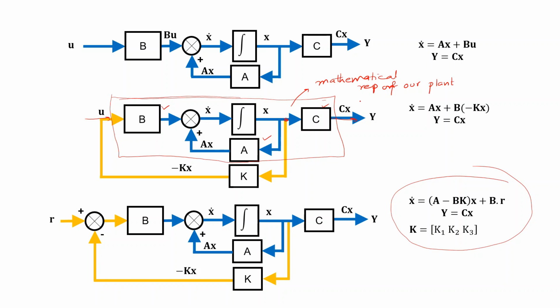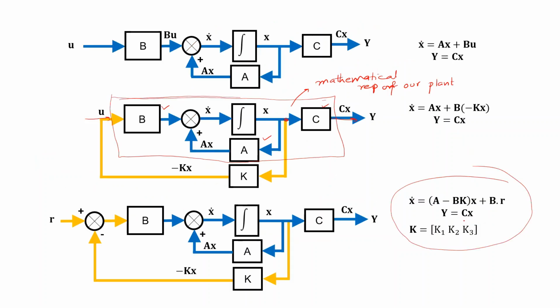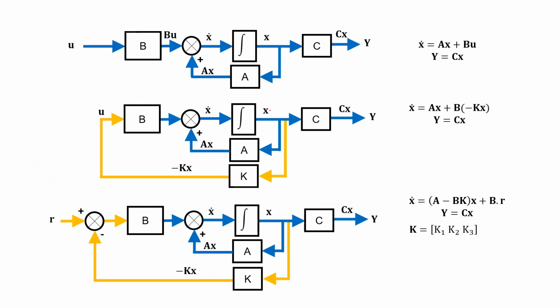So once we have found out A, B, C, D matrices, we have found out the actual characteristic equation, then we give the desired characteristic equation, then we find out what should be the values of K1, K2, K3, and once we get this K matrix, then we do pole placement now. So what we do, we will measure x with the help of some sensor, then we will take this out and feed it to maybe some microcontroller.